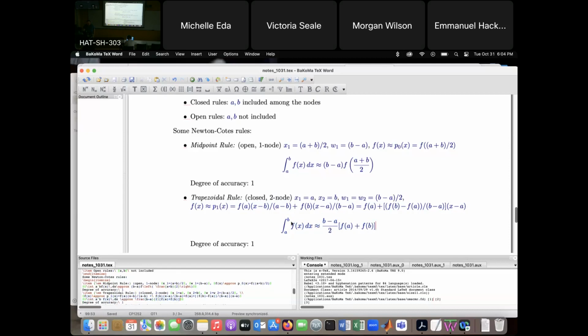So you're approximating the area under the curve f of x with the area of a trapezoid. The width is b minus a, and then the heights are values of f at the endpoints, f of a and f of b. So much more accurate than a Riemann sum. And this has degree of accuracy also 1. So it'll handle linear functions exactly, but nothing higher degree than that.